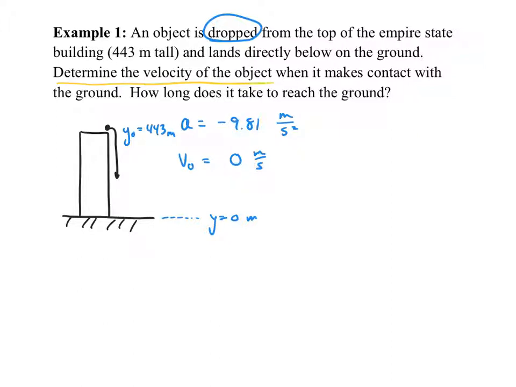Determine the velocity of the object when it makes contact with the ground. What variable is that? V, right? I heard V right away. Okay, good. And then how long does it take? Thank you, T.